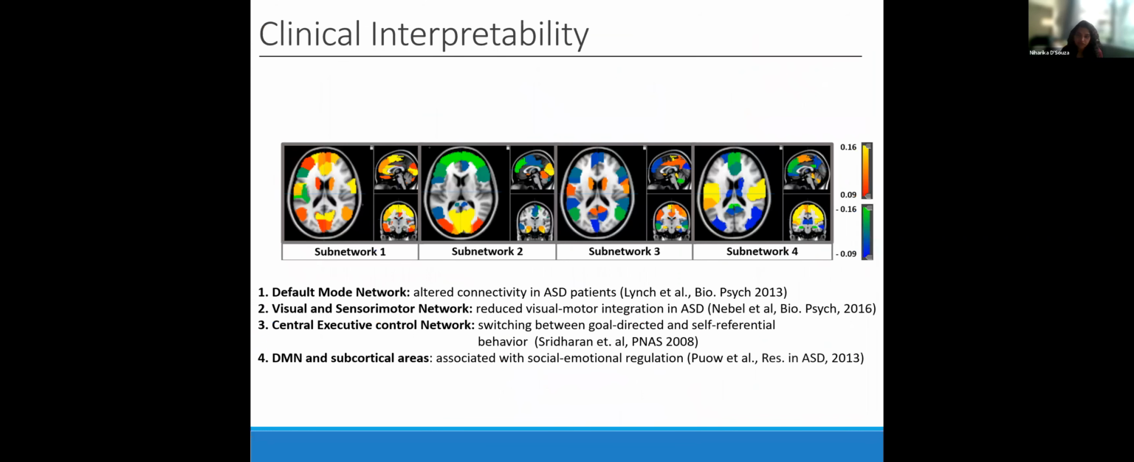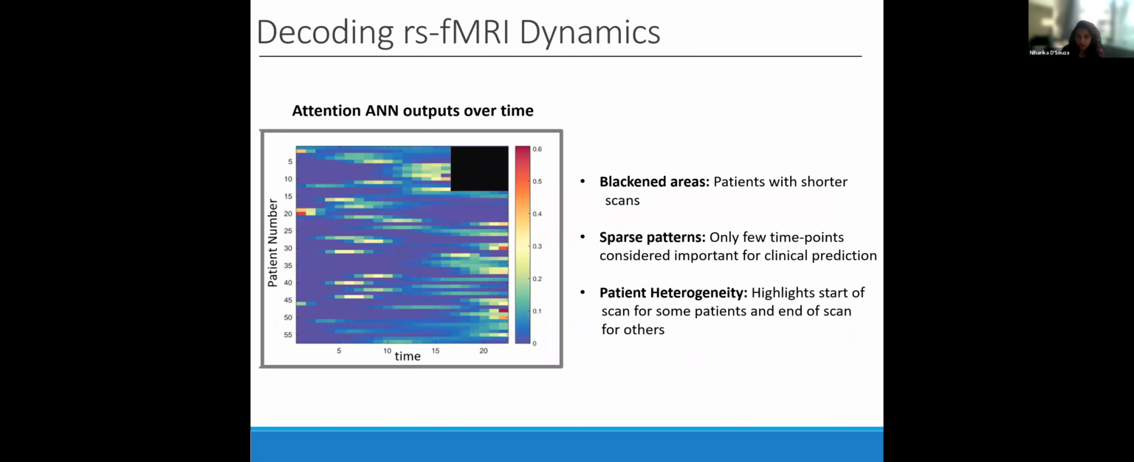Another advantage of our framework is the interpretability in the representation. As an illustration, here are 4 of the 15 subnetworks, and we note that they have been widely inferred in the ASD literature in the past, and are known to be relevant to the clinical impairments our model is mapping to. And this is a key advantage compared to conventional deep learning, because we can actually probe the representations.